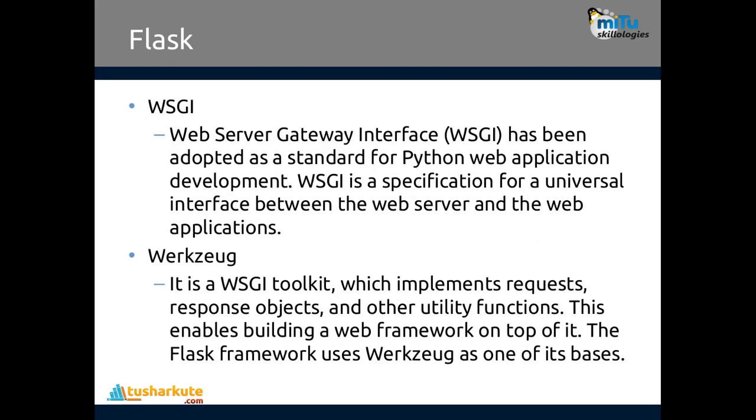Now the second is Werkzeug. Werkzeug is the WSGI toolkit which implements request and response objects and other utility functions. Now what are request and response? Basically, when you have to create dynamic web pages or dynamic websites, we have a client and a server. Just like you open the amazon.in website, you hit the URL, so you are the client. You send a request from your web browser to Amazon's web server, and that is what we call a request. Then when the request is received on Amazon's web server, Amazon will send a response back to you. So request and response are present there.